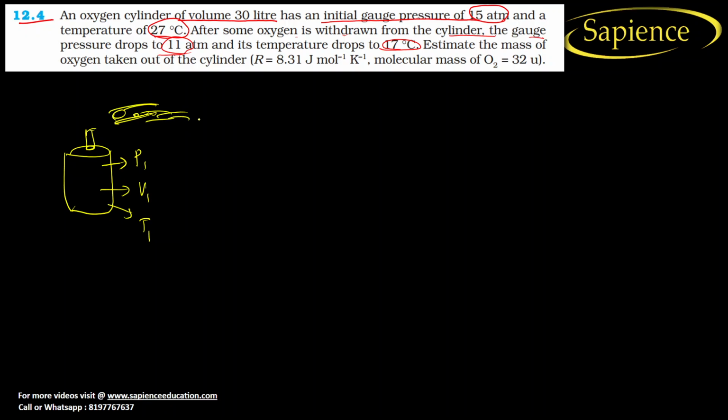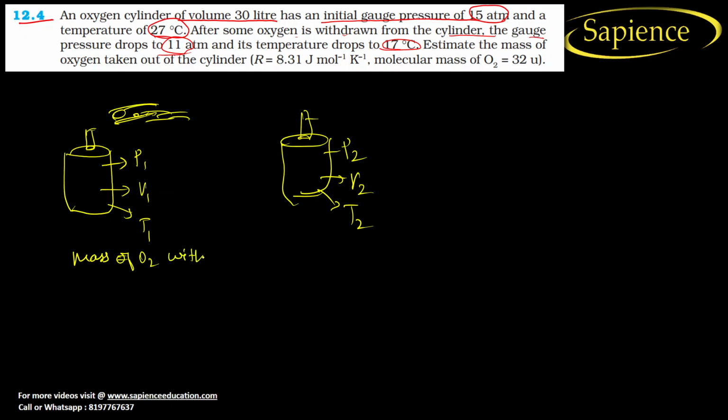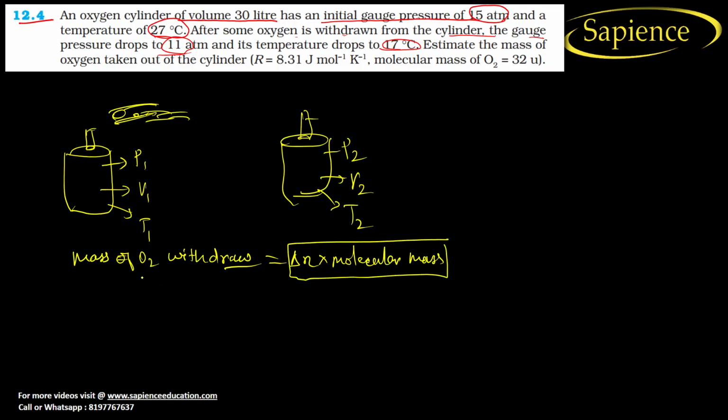After the removal of the oxygen gas, the second condition of the oxygen gas is P2, V2 and T2. What we actually want is the mass of the gas withdrawn, the mass of O2 withdrawn. The change in the number of moles, multiplied by the molecular mass, gives the actual mass removed.